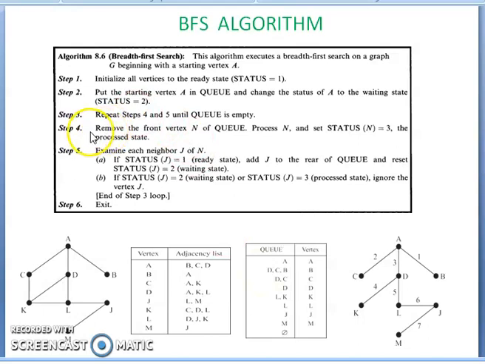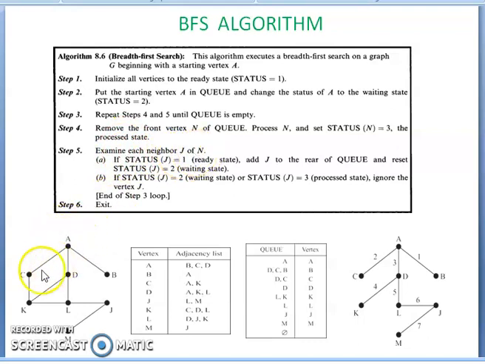Coming to step 4: remove the front vertex A from the queue and process it. At present there is only one element in the queue, so remove this one from the queue, and its status is 3, which means processed. A is processed, you visited A. And after that, step 5: examine each neighbor of A.